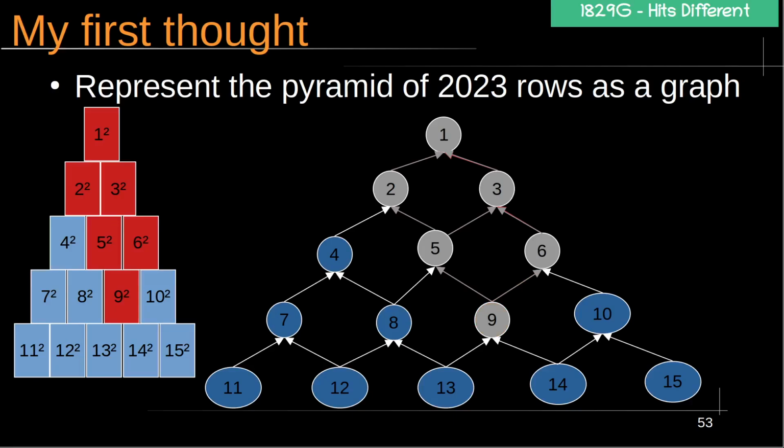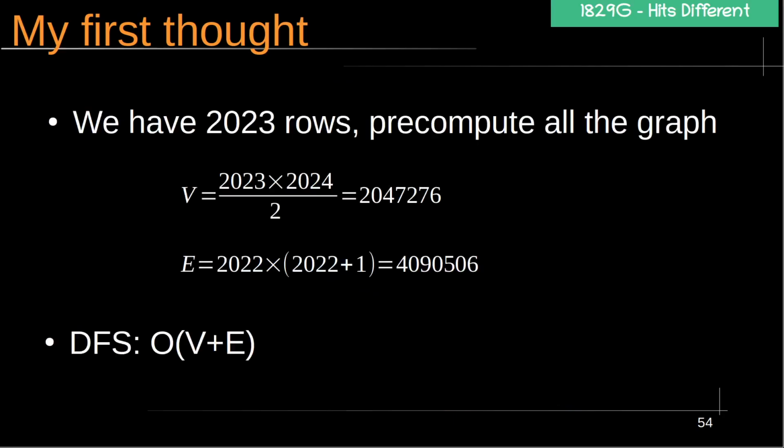As you see, the part of the graph in gray here gives me the same result for the problem. But the problem here is the number of nodes in the graph. It's a very huge number, as you see. We can compute it, of course.